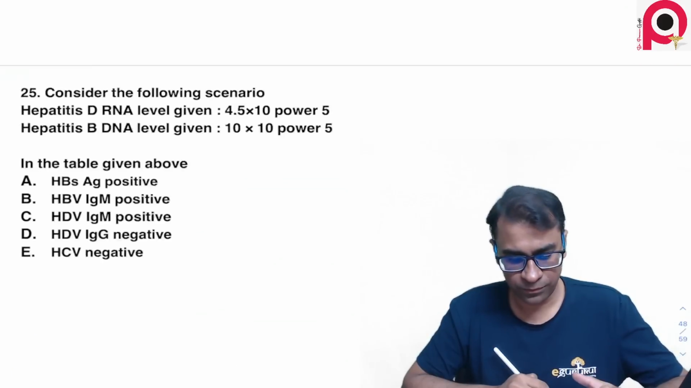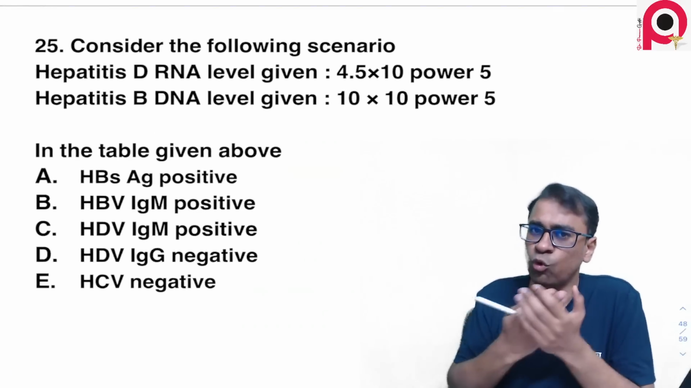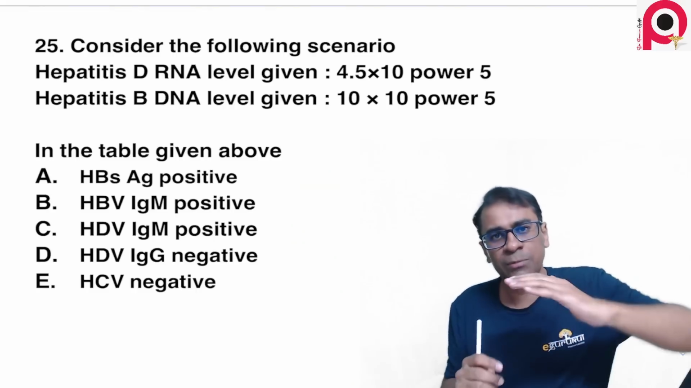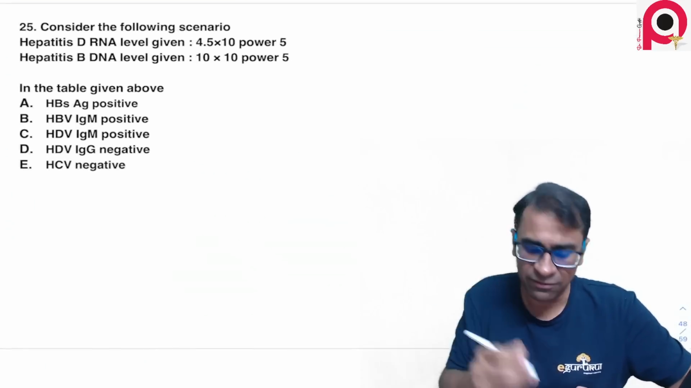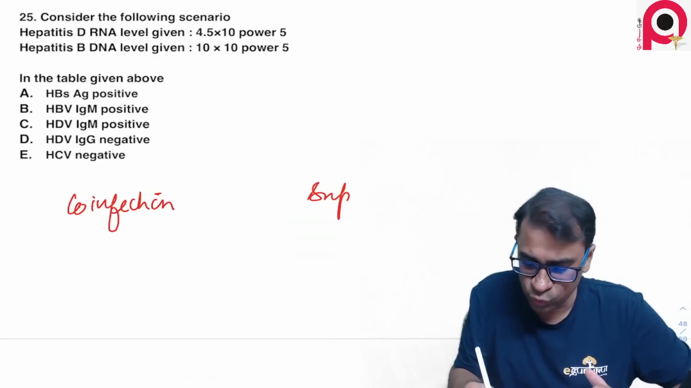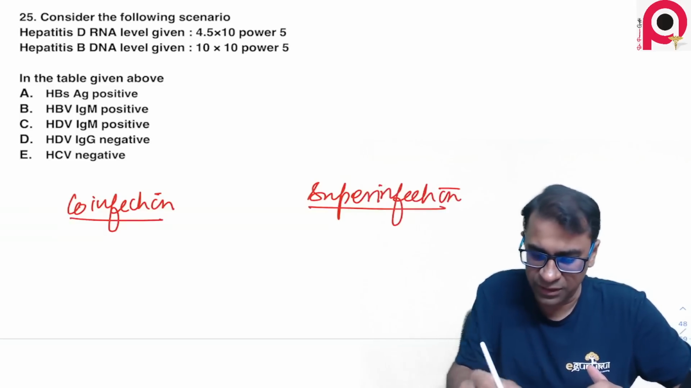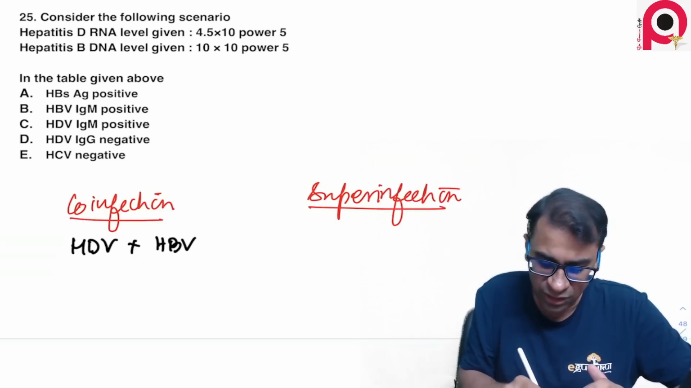Tell me. Which of them is pointing towards co-infection and super-infection? Understand what co and super are, the name itself is telling you. Co means together, super means once there is HBV then comes HDV. Understand the point. The name itself is telling you one is co-infection and one is super-infection. So co-infection will mean that a patient of HDV and HBV will come together.